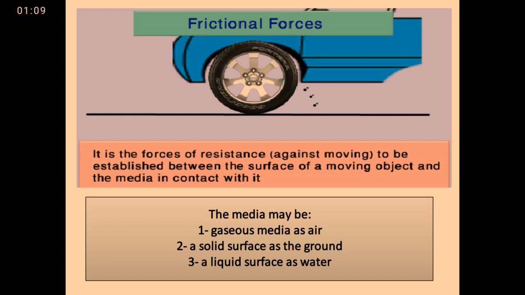I have another definition. What is friction force? Like in your book, it is a force of resistance against moving, established between the surface of a moving object and the media in contact with it. And you can simplify this definition: it is a force originated between two objects in a motion state, and this force slows down the object during motion.